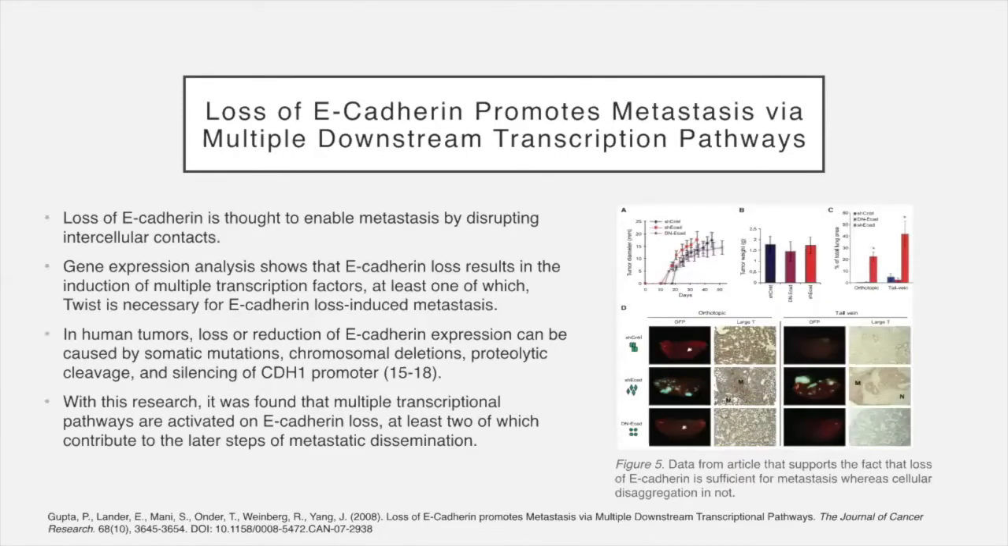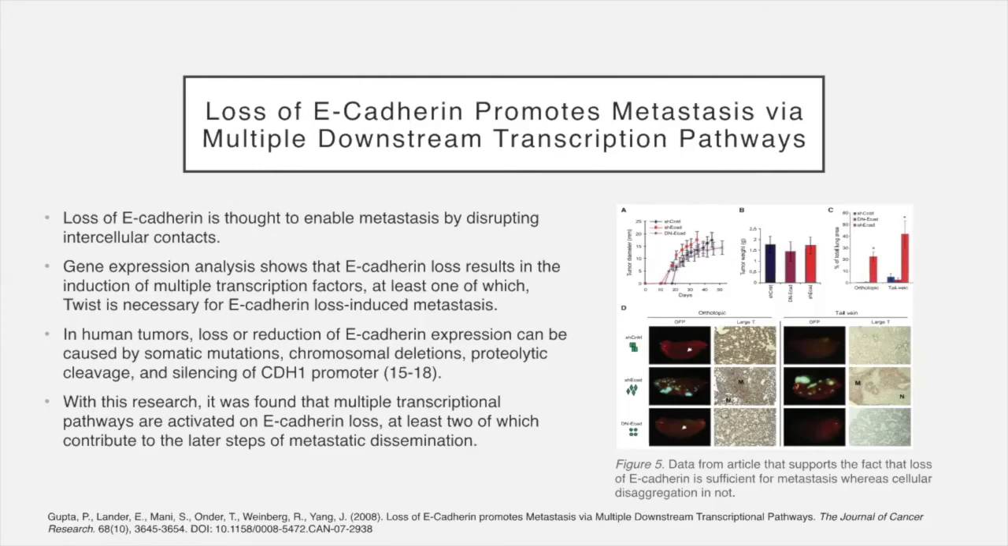This was an article that I found that has to do with the loss of E-cadherin promoting metastasis via multiple downstream transcription pathways. Loss of E-cadherin is thought to enable metastasis by disrupting intercellular contacts. Gene expression analysis shows that E-cadherin loss results in the induction of multiple transcription factors, at least one of which, Twist, is necessary for E-cadherin loss-induced metastasis. In human tumors, loss or reduction of E-cadherin expression can be caused by somatic mutations, chromosomal deletions, proteolytic cleavage, and silencing of the CDH1 promoter.